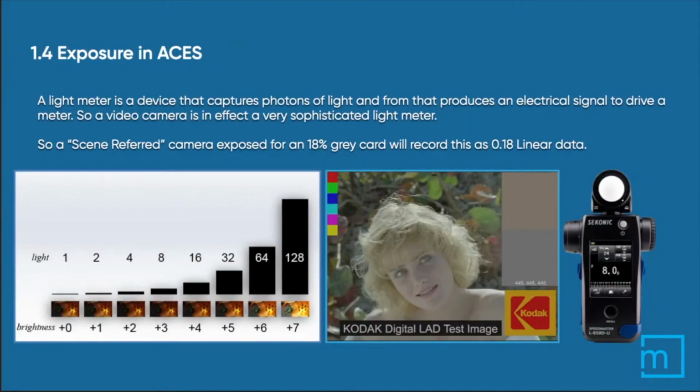As ACES is a linear representation of the scene light, it matches what your light meter reads. One stop more of light is a doubled ACES value. So concentrations on set translate directly into ACES, keeping all the color and dynamic range that the camera could capture.